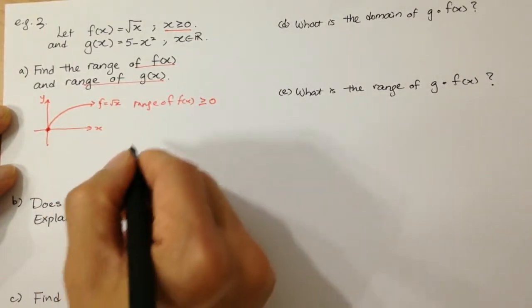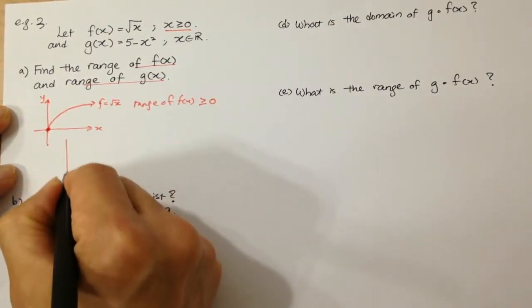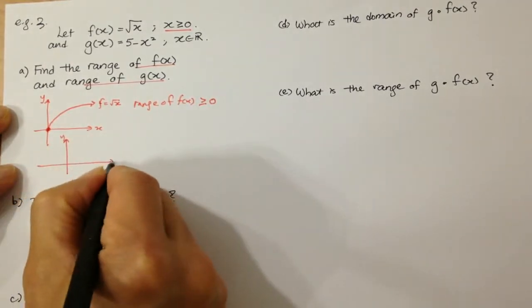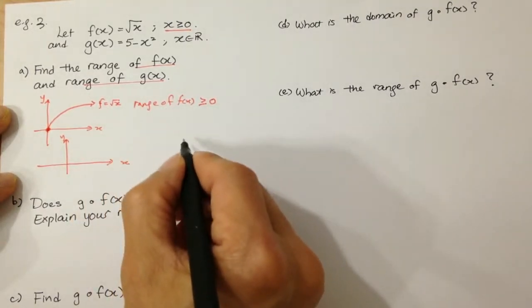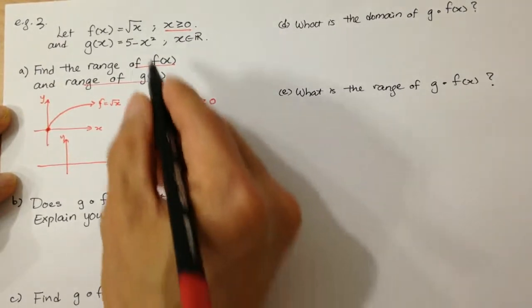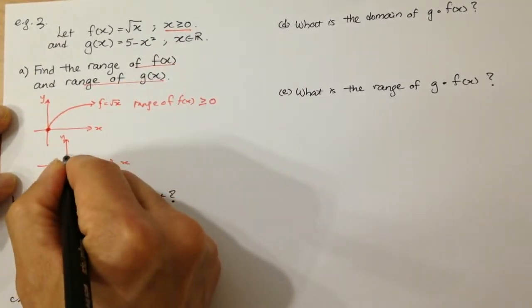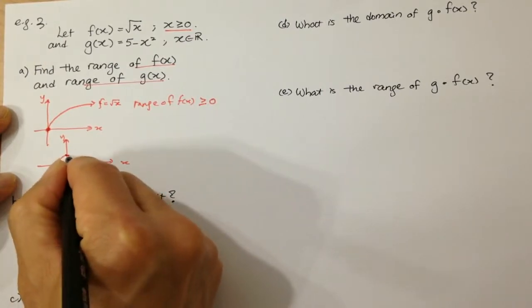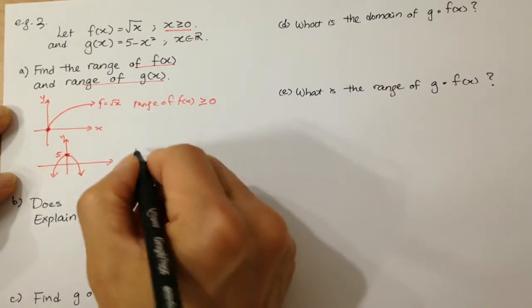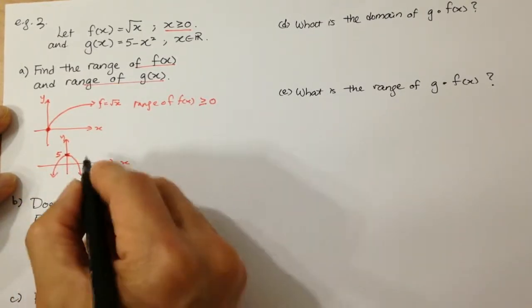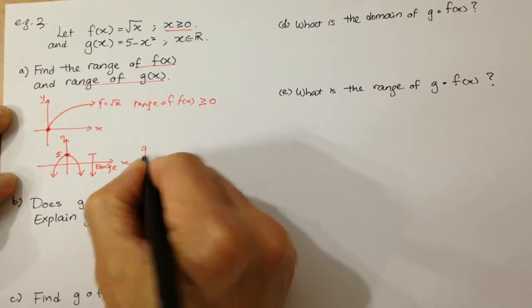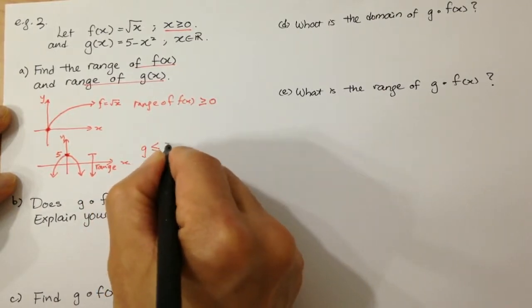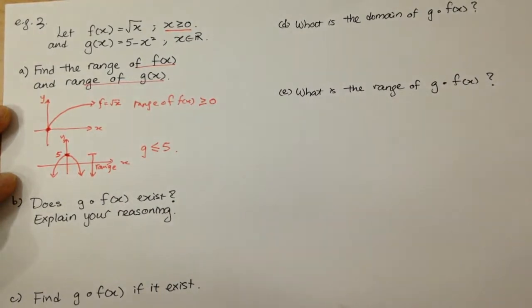Next, range of g of x. First, it might be easier to sketch a diagram. Now if GDC is allowed, then obviously you can use GDC to sketch this diagram. 5 minus x squared is going to look something like this. So here is 5. Here you can see the range is this. That's the range. So g here must be smaller or equal to 5. That's the range.